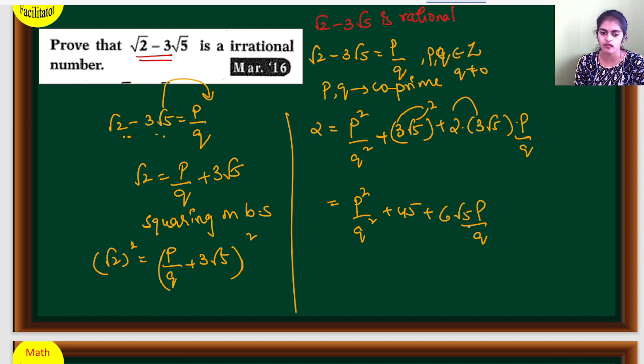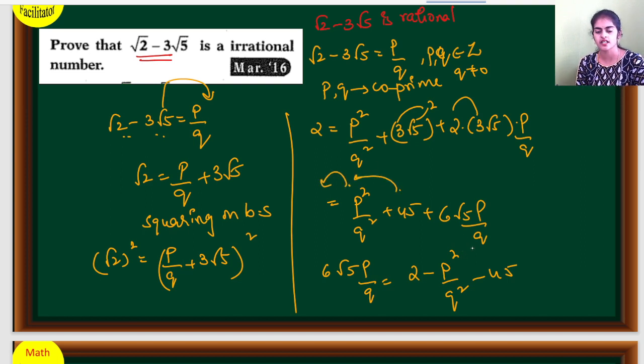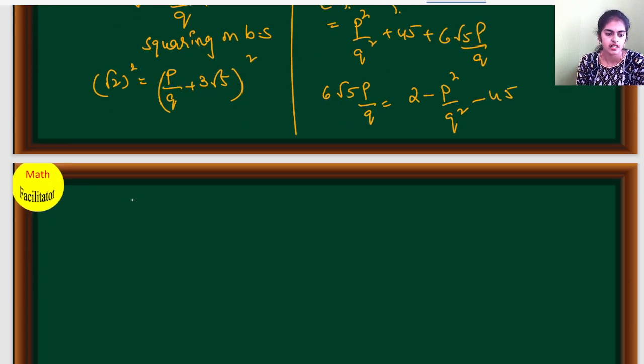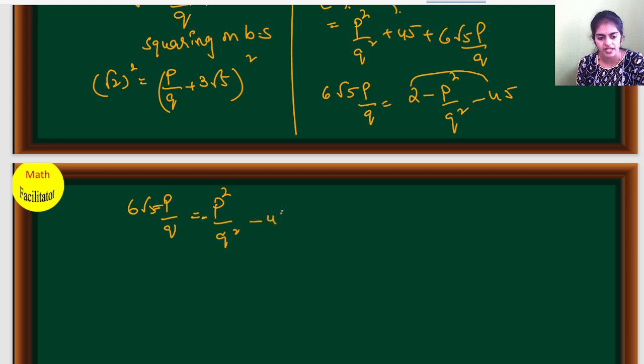Now keep this 6 root 5 p by q, the irrational number term, on one side and take all the other terms to the other side. So minus p square by q square minus 45. These are rational numbers, so I am taking them to the other side. This is the irrational number term, I am keeping it on the same side. So 6 root 5 p by q is equal to, now 2 minus 45 is, let me write, p square by q square, minus 43. Now again, if you want, you can take LCM. So that is equal to minus p square minus 43 q square divided by q square.